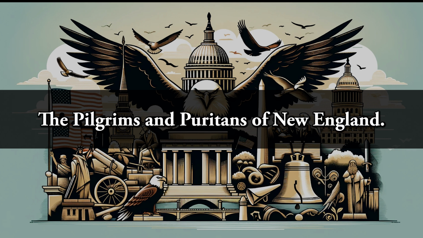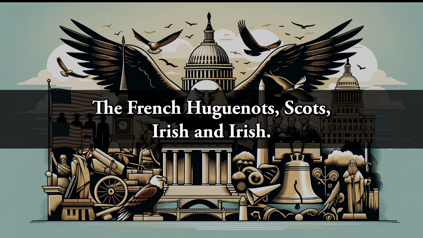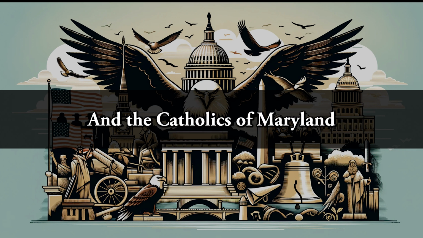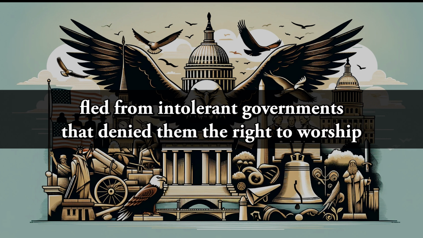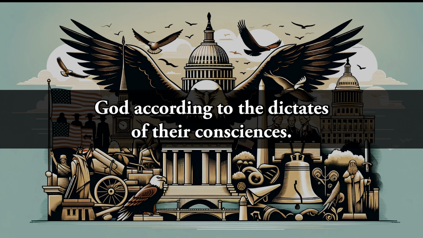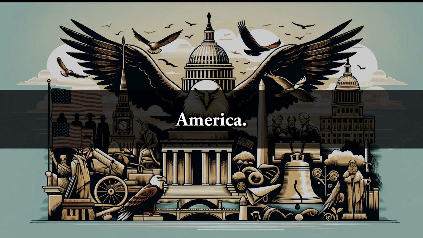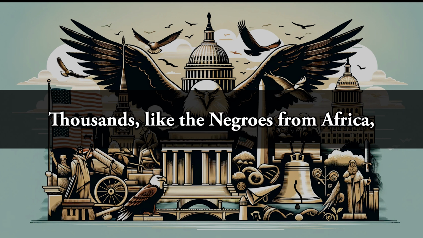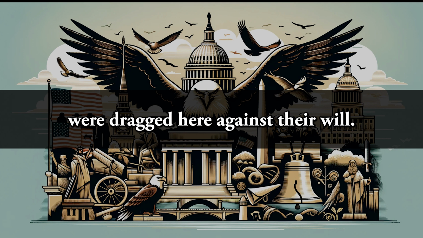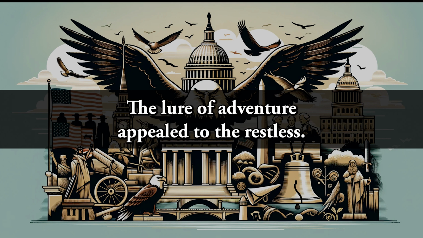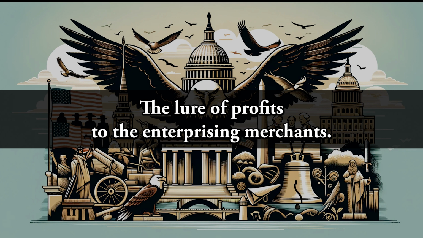Some of them, the Pilgrims and Puritans of New England, the French Huguenots, Scots-Irish and Irish, and the Catholics of Maryland, fled from intolerant governments that denied them the right to worship God according to the dictates of their consciences. Thousands came to escape the bondage of poverty in the Old World and to find free homes in America. Thousands, like the Negroes from Africa, were dragged here against their will. The lure of adventure appealed to the restless and the lure of profits to the enterprising merchants.